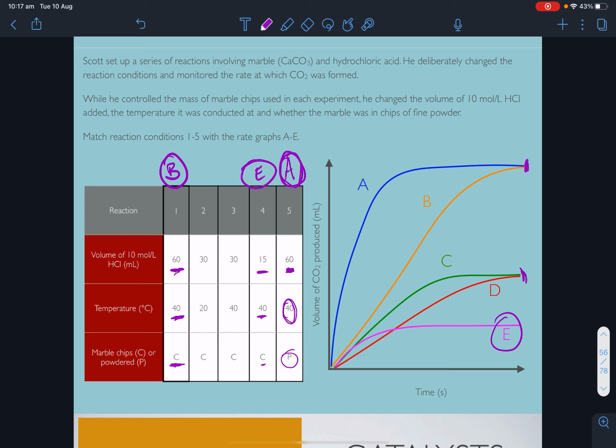What's the difference? So C is quicker and D is slower. They've both got chips. They've both got the same amount of product, which is good because they both had it at the same point. It's only the temperature that has changed. So the shallower one must be the lower temperature, which is the 20 or the 40, so it must be the 20. So D there, the one in red, must be the lower temperature. And C must be the higher temperature. All right, so there we go, we've solved it.